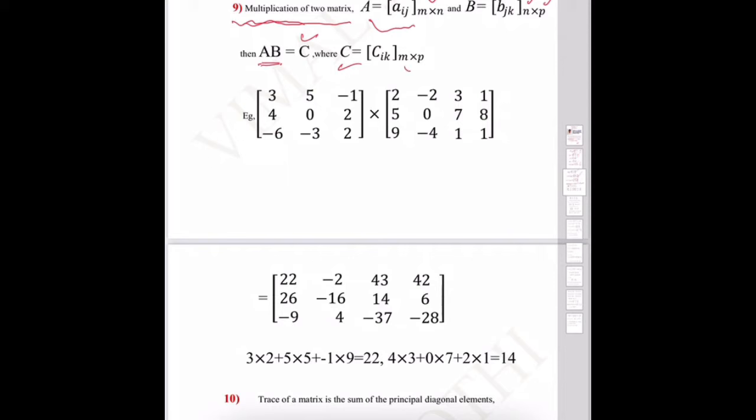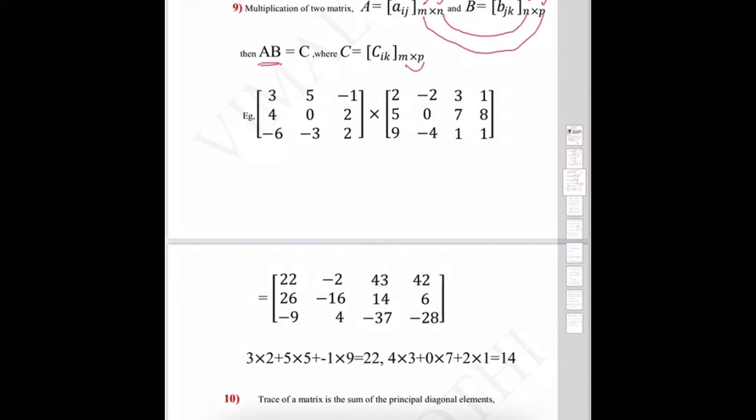The matrix multiplication is valid only if the columns of A and the rows of B are equal. That is, the columns of A is n and the rows of B is n. Then the final resultant matrix has m rows and p columns. A is an m by n matrix and B is an n by p matrix, then AB is an m by p matrix.